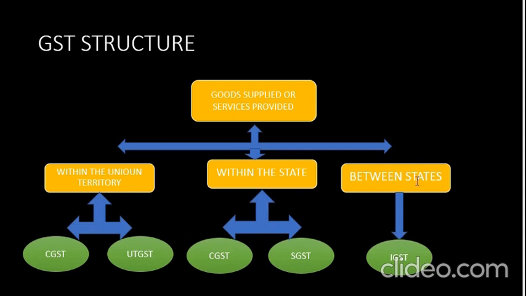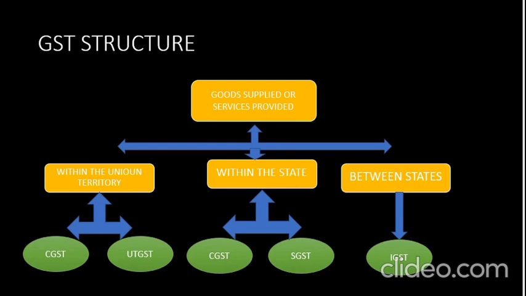Then between states, when there is interstate sale of goods and services, IGST, that is Integrated Goods and Services Tax, is levied and collected by the central government. So these are the different taxes collected: CGST and UTGST within union territories, CGST and SGST within the state, and between states it is IGST.